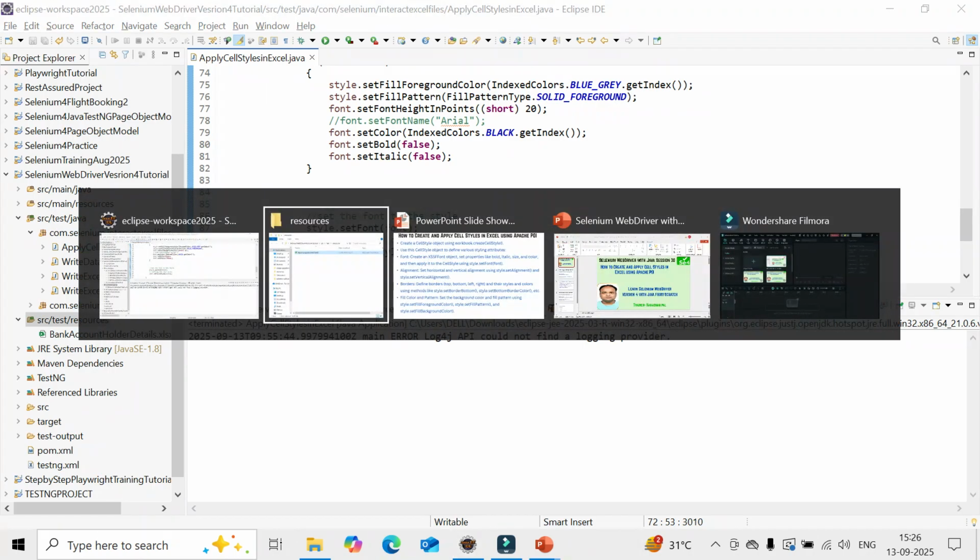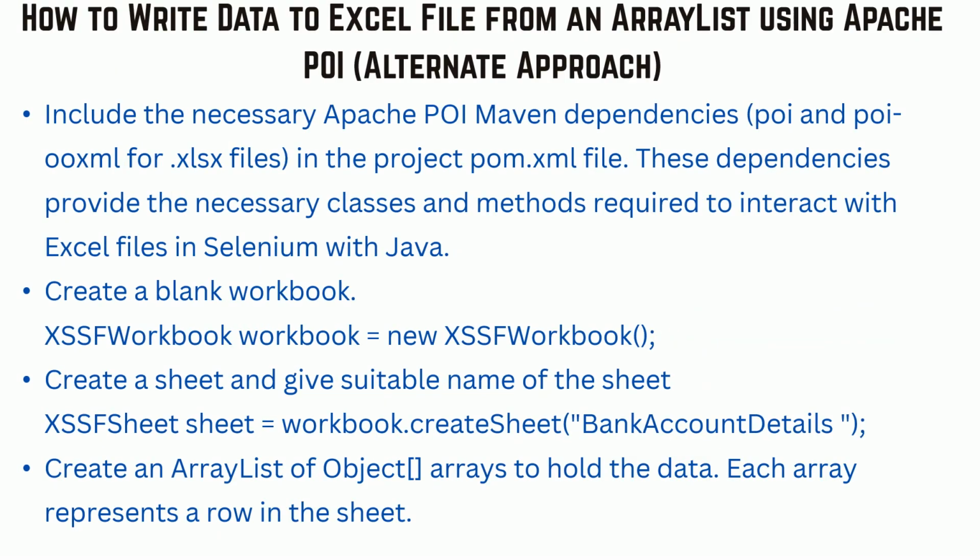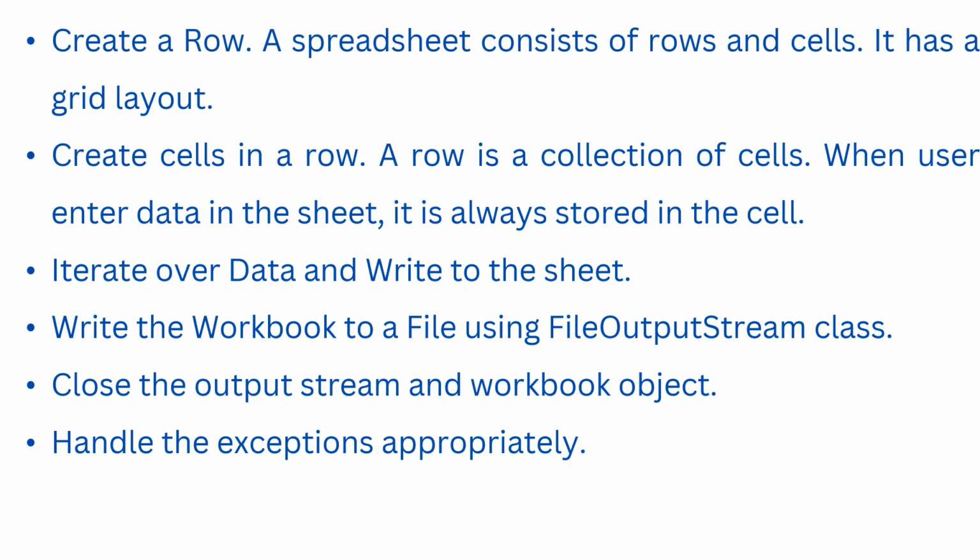So today whatever you learned, you learned one of the new approaches to write the data to the Excel sheet from an array list with the help of Apache POI. So you are adding the relevant Maven dependency for POI and POI OOXML in the project. So automatically you can call the necessary classes and methods required to interact with the Excel file in Selenium with Java. You are getting a blank workbook, a blank sheet, and an array where in the first row you are giving strings as the header, and row-wise you are making it object, so that you can fill different data types in the object, like integer, double, boolean, string, anything.